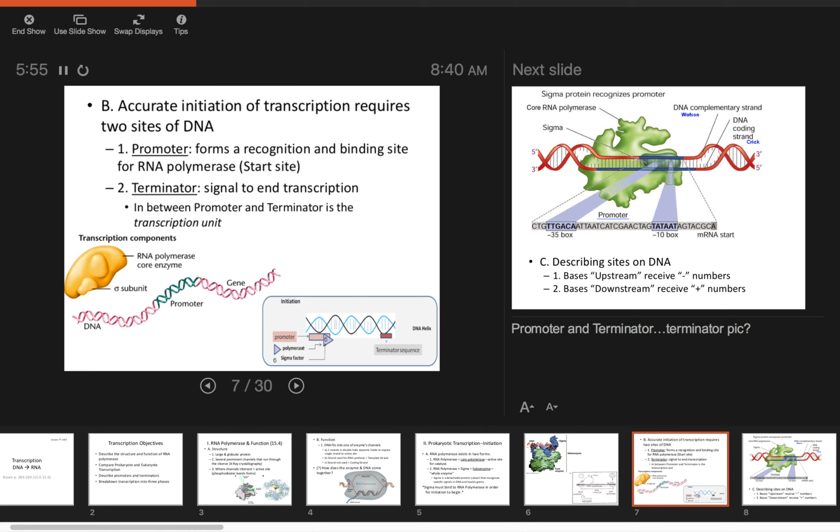Okay? The terminator will be at the end, and it's the thing that ends the process of transcription. So when the RNA polymerase reaches this, it recognizes that it's a stop, and everything just falls off, and now you have your mRNA. Everything in between the promoter and the terminator, we call that the transcription unit. That's the thing that's being transcribed to make mRNA, which will be translated into a protein.